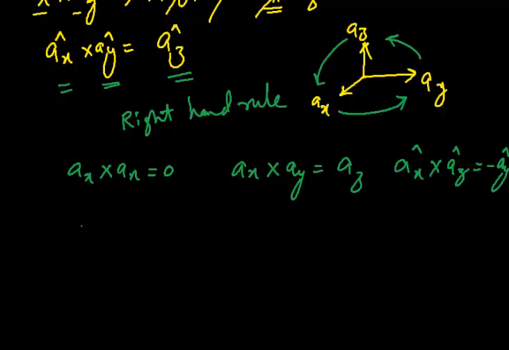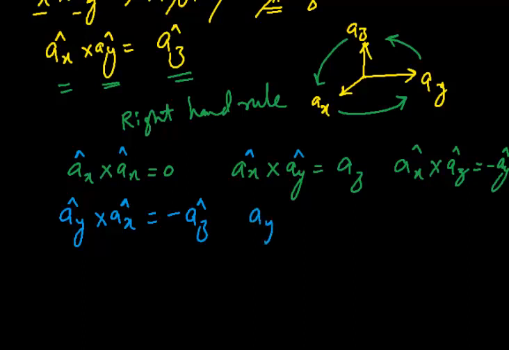Let's go with another color. Now ay, when it goes with the ax, so it is here and it is in the other direction, so it gives you minus az.